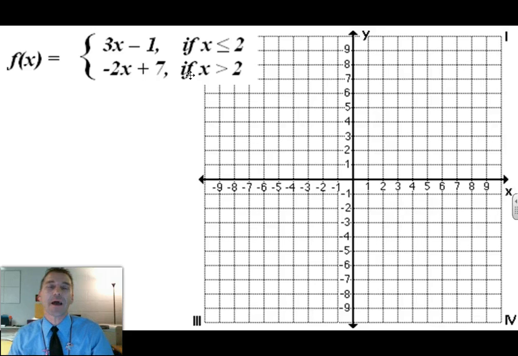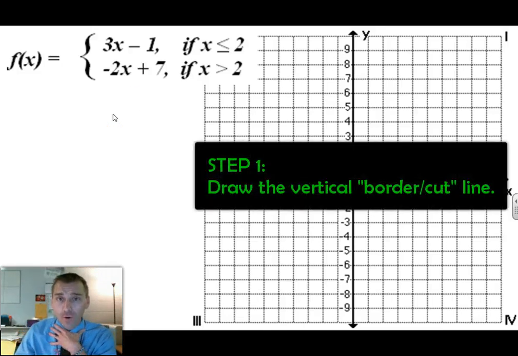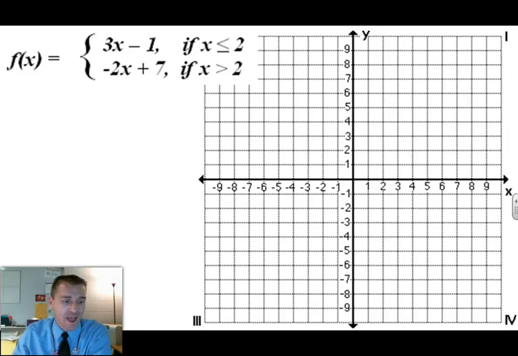Here is step number 1 that you need to write down. The first step is we're going to draw what I call the vertical borderline or cut line, however you want to talk about it. So draw the vertical borderline or cut line, and that always, ladies and gentlemen, always is given to you with this piece right here. It's the train switch that I talked about in the other video. So where it says x is not equal to, but at 2, that is going to be your cut line. So down through 2, there is going to be a line that I'm going to draw.